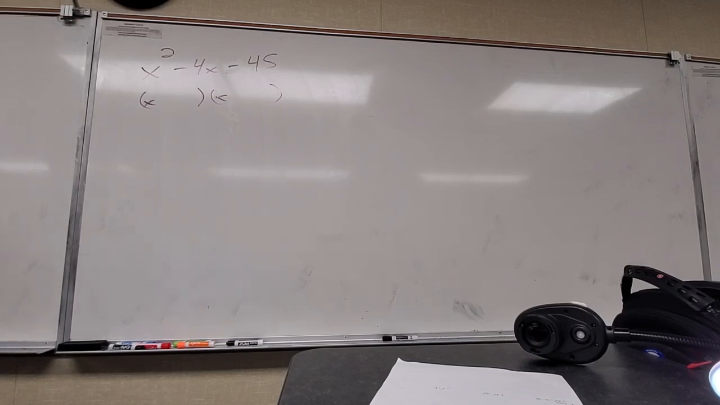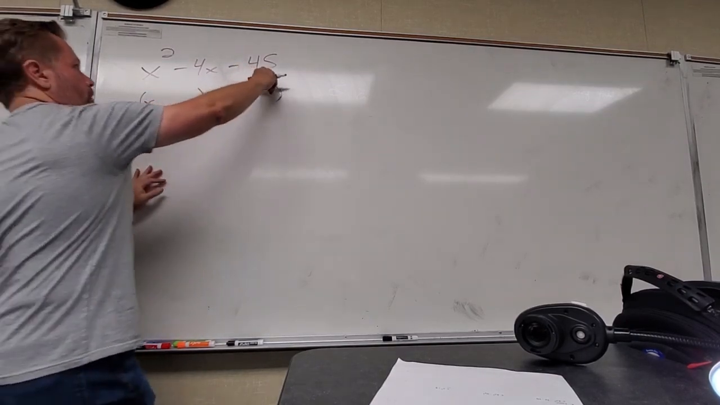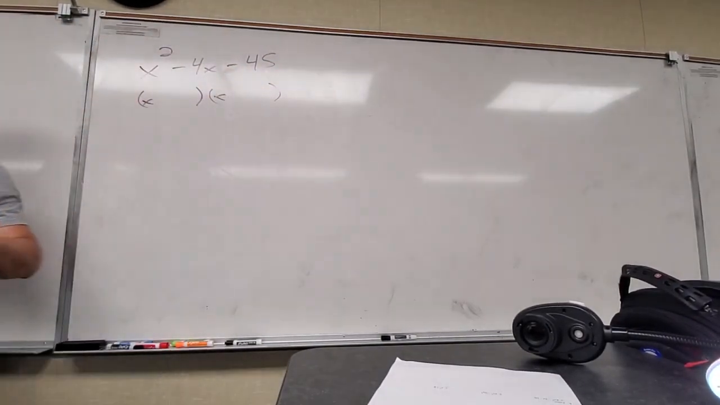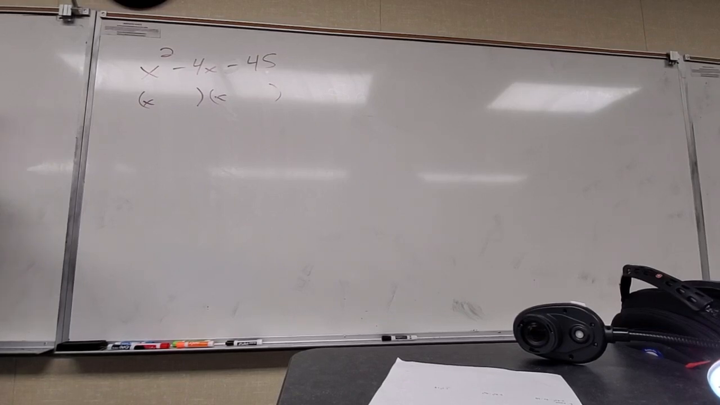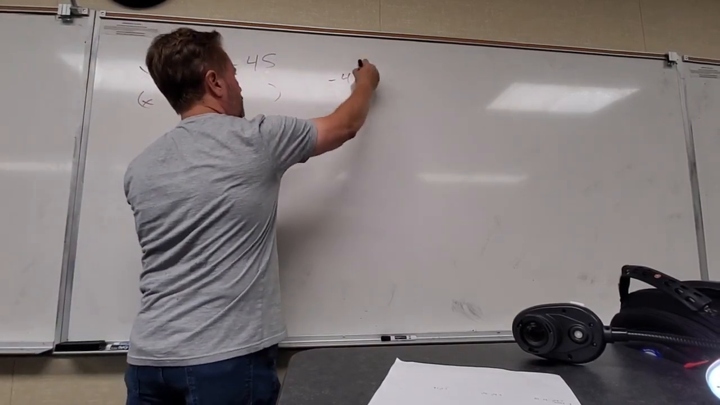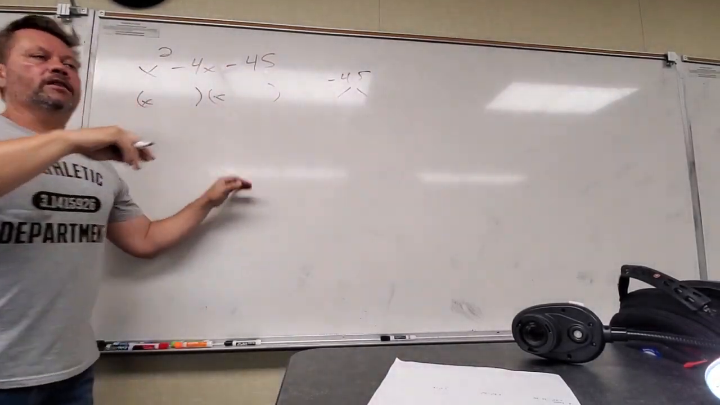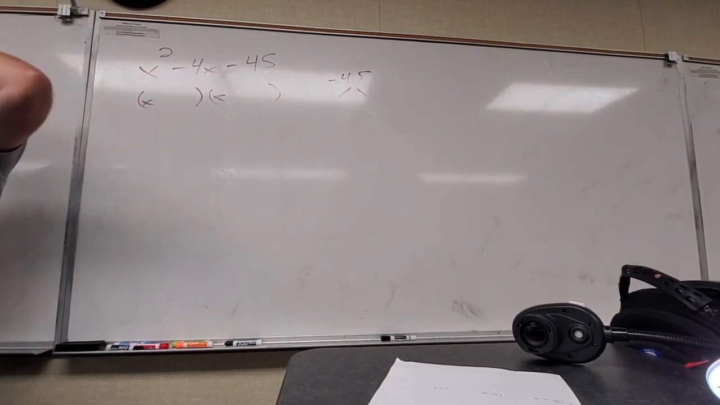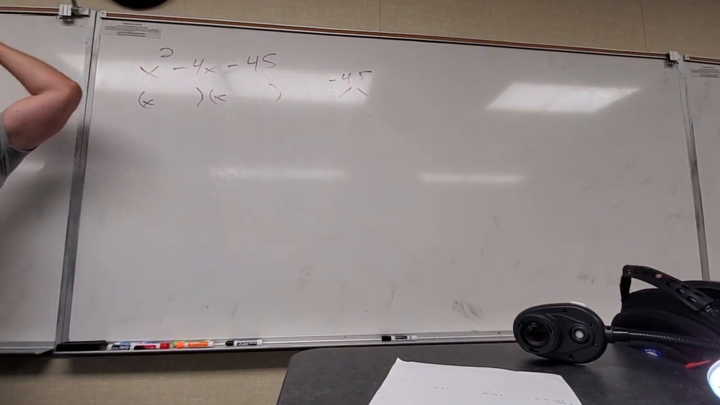I need two numbers that... Okay, I like that. There'll be different signs. How do you know they're different signs? Because the 45 is negative. Good. They have to multiply to be negative 45, so I know they're different signs. And they also have to add to be negative 4. So the bigger number has to be negative.